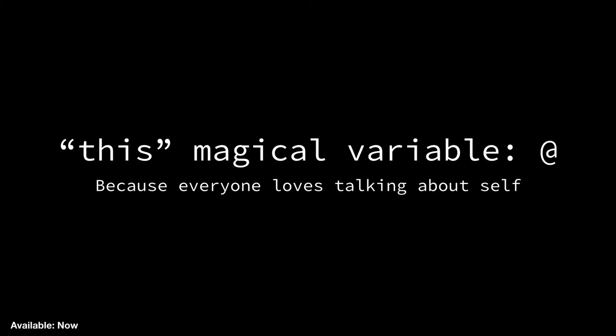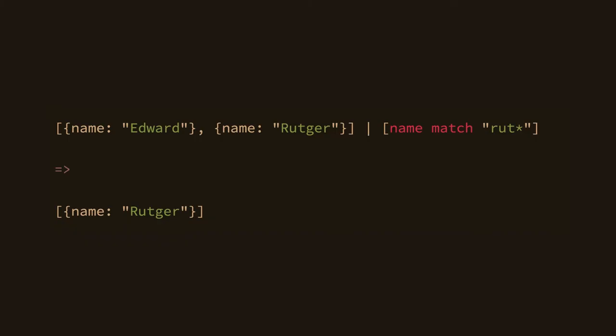And then we have another omission. We didn't have a way to refer to this object. We always have to refer to some attribute. So let's say you have this expression here. These are two objects, Edward and Rutger. Let's say you want to search this collection of objects. You can pipe that to the filter that matches this with the root, and you'll get out the Rutger.